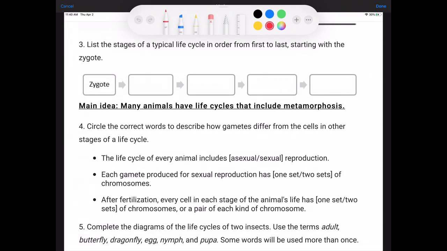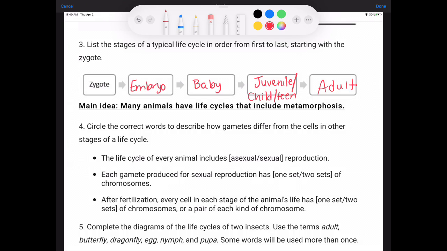Question 3, list the stages of a typical life cycle in order from first to last, starting with the zygote. So we have a zygote. So you can really go off the picture from question 2. We have a zygote, an embryo, a baby, a juvenile or a child, to an adult.